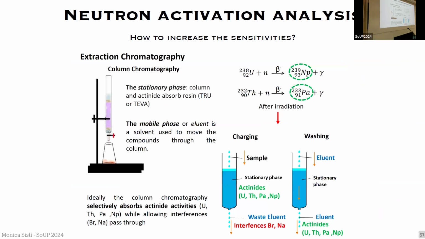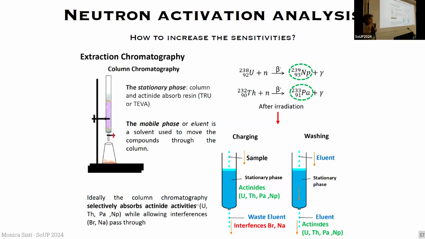And then to reduce the interferences, there is this technique of extraction chromatography. There are some resins that have chemical affinities with some specific nuclides, so you have to find the resin that works with your nuclides. The one we use has good affinities with uranium, thorium, neptunium, and protactinium, and this selects, with some efficiency of course, the nuclides you want to measure in your sample.